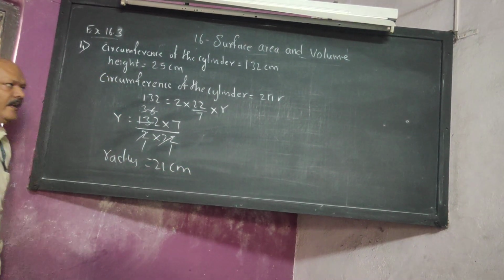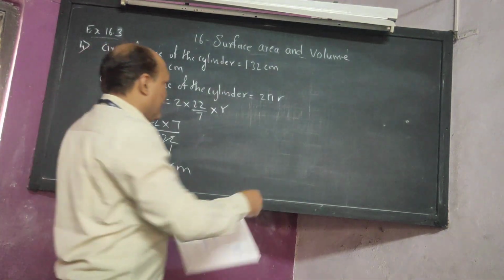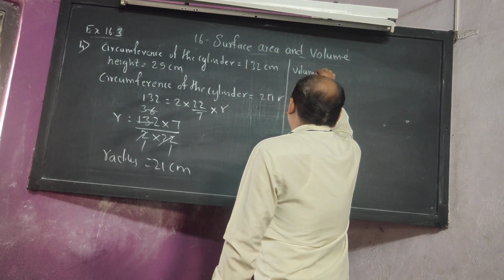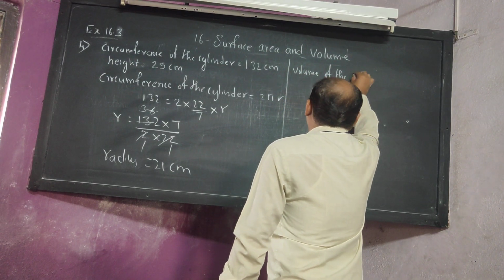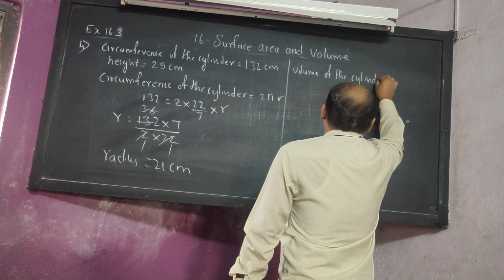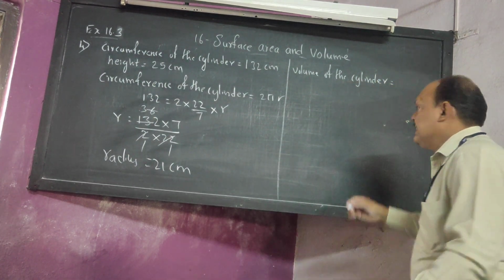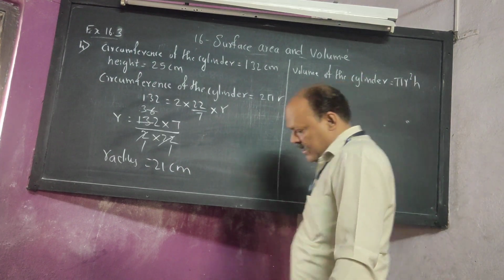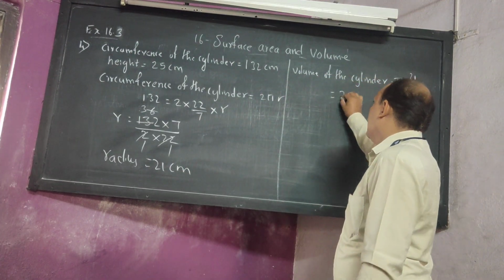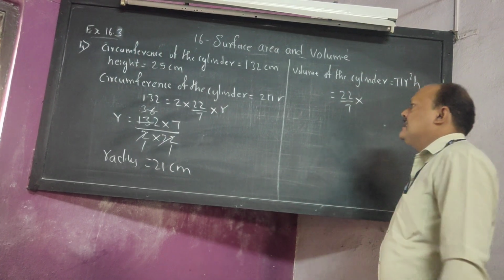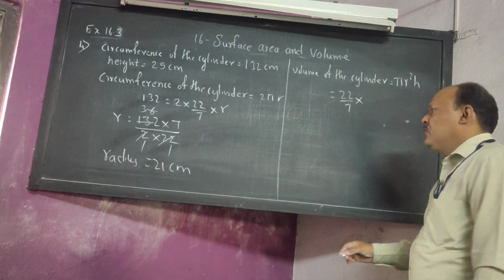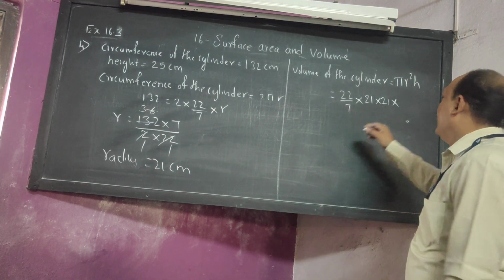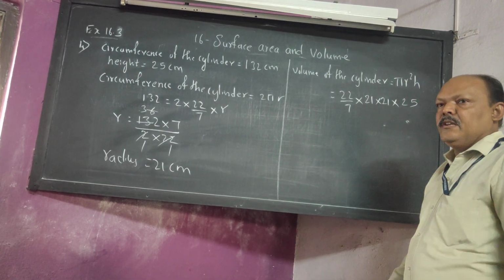We got the radius. Now we have to find the volume of the cylinder. What do you have to find now? Volume of the cylinder. The volume of the cylinder, the formula is pi r square h. Pi value 22/7. How much is the radius we got? 21 centimeter. That is 21 into 21, and the height is given to you, 25 centimeter. I hope all of you understood it here.